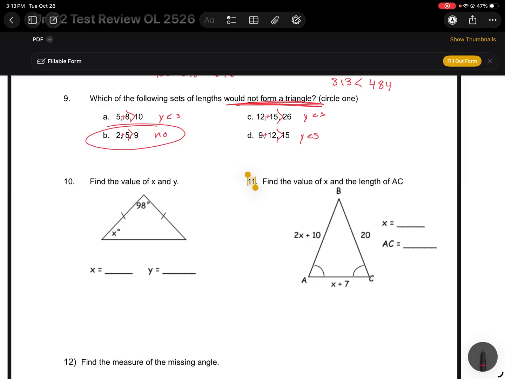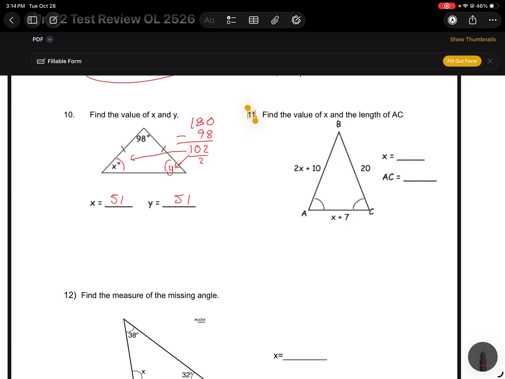Alright, number 10, we have an isosceles triangle as denoted by our congruent tick marks. This tells me that these bottom angles should be congruent as well. So out of 180 degrees total, a triangle is 180 degrees. I know a portion of it is 98 degrees. So I have 82 left, and this must be divided equally into these two angles. So both of these are 41. I think this meant to say y.